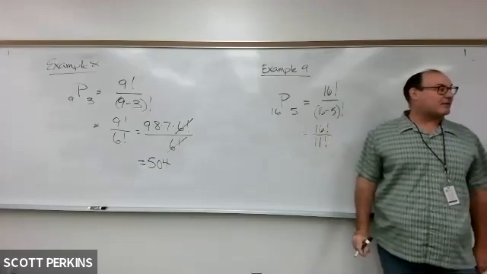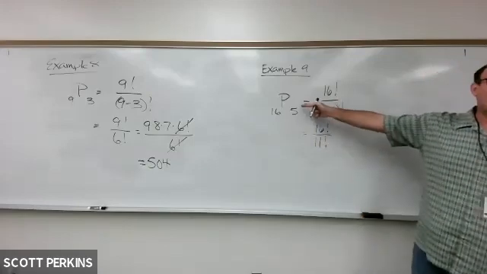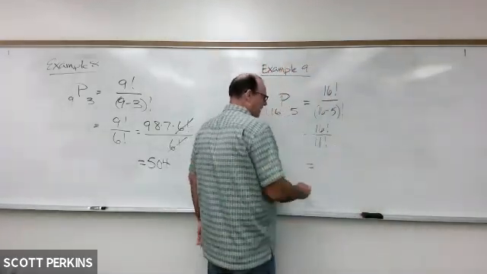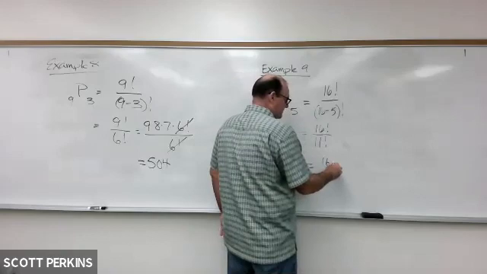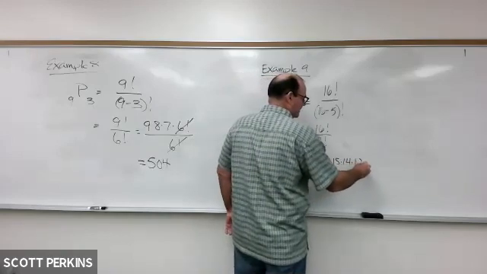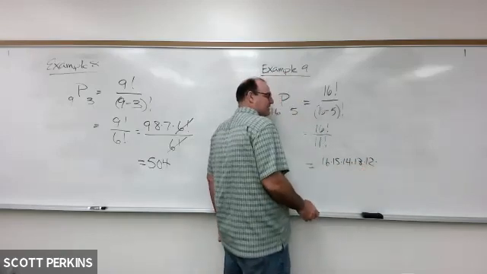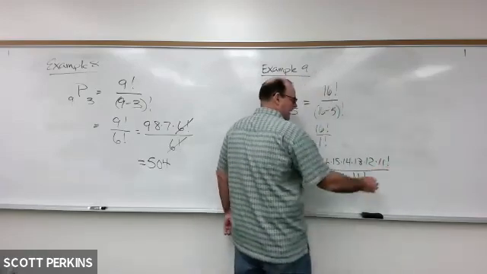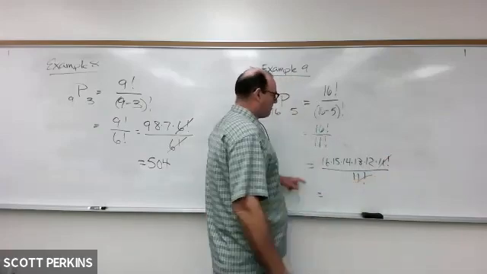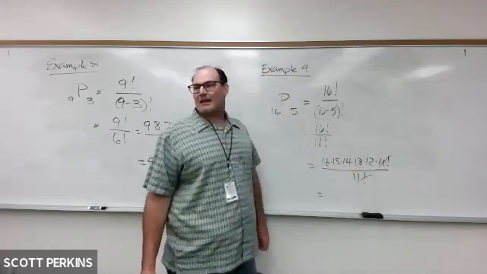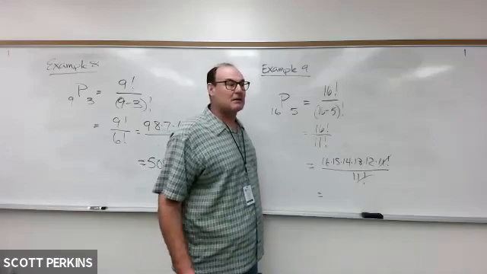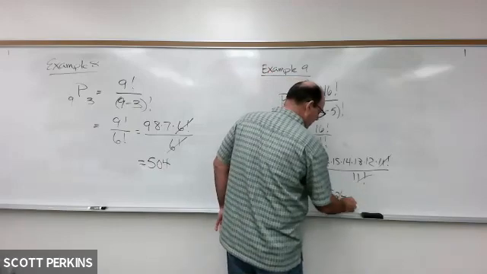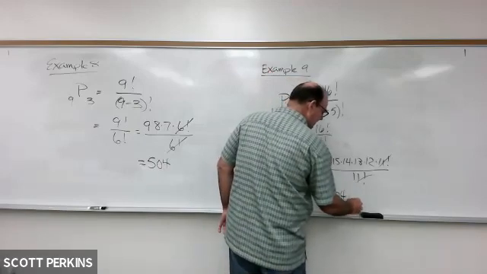Again, if you have a calculator that does factorials, or permutations, you can now plug it in. If you just got your 4-function calculator from middle school, then you've got 16 times 15 times 14 times 13 times 12, and then 11, 10, 9, 8, 7, 6, 5, 4, 3, 2, 1 is 11 factorial. Then I can cancel, and it's just a matter of multiplying those numbers together. And how much is that? 524,160.